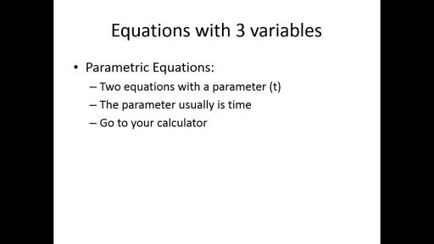So, parametric equations is basically an equation with 3 variables. So you have your 2 main variables in your equation, but now you've thrown in a parameter. Usually that parameter is time, okay? Usually that parameter is time and it's t.